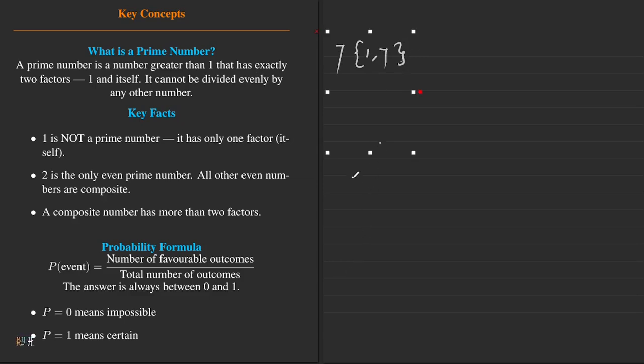Okay. Now, there are some key facts you need to know. 1 is not a prime number because 1 has only 1 as a factor. We are saying it should have two factors. It has only 1. And one key interesting fact is that of all the even numbers we have, it is only 2 that is a prime number. Any other even number you have will be divisible by 2.